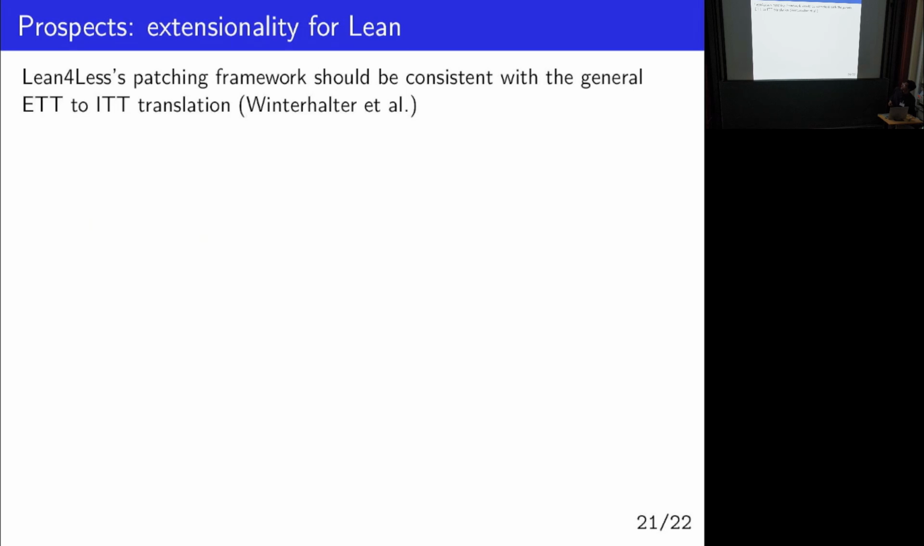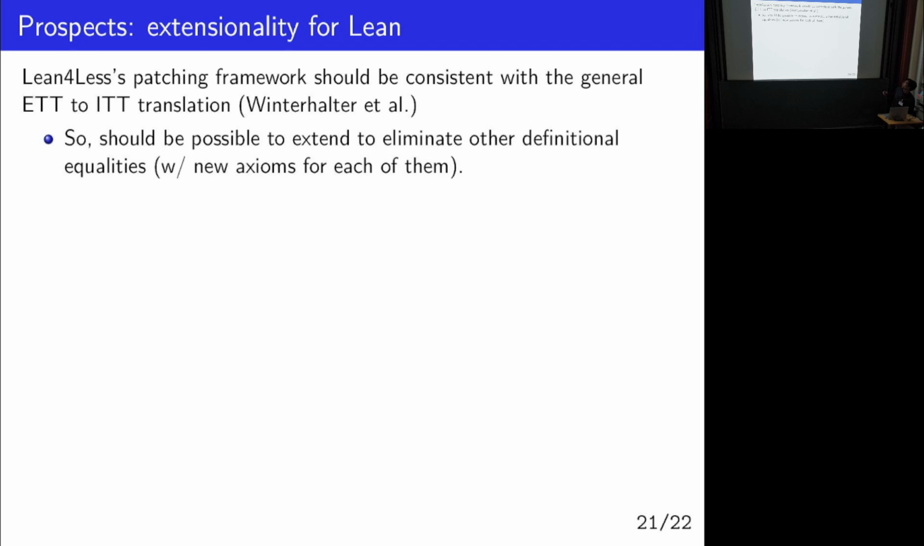So there are also some prospects for this implementation. This patching framework should be pretty much consistent with what was described in the general ETT to ITT translation. So it should be possible to extend it, firstly, to handle basically any other definitional equality in Lean, K-like reduction, even recursor rules and beta equivalence, though we probably don't want to go that far. And this could also include new user-defined definitional equalities.